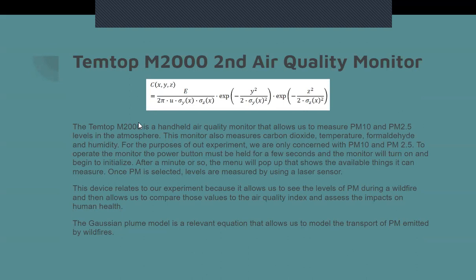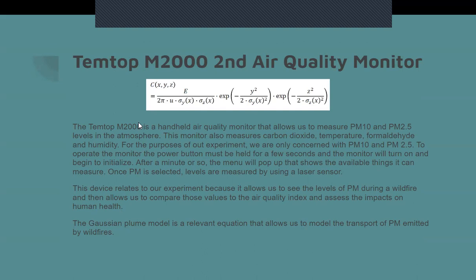This device might be a little familiar to most people in this class. The Temtop M2000, second edition, air quality monitor. Relevant equation is going to be the Gaussian plume model that we've studied thus far in the semester.